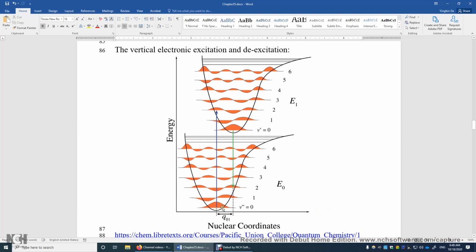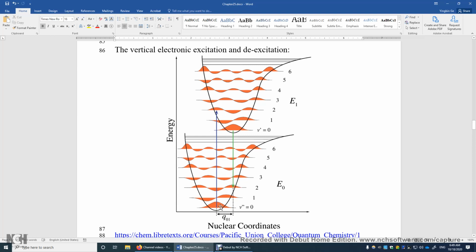When this molecule absorbs a photon, it can be excited to the first excited state. And this is the so-called vertical excitation because this line is perpendicular to the horizontal axis. That means there's no change in the positions of the nuclei. Why is that? This is because the electronic transition is so fast. It takes roughly 10 to the power of negative 15 seconds. And during that short time period, the nuclei cannot move by a significant distance.